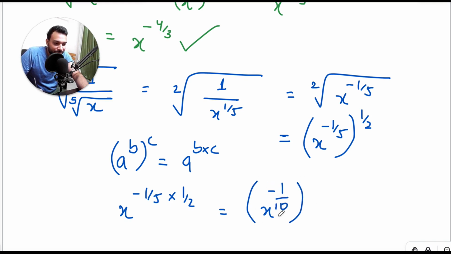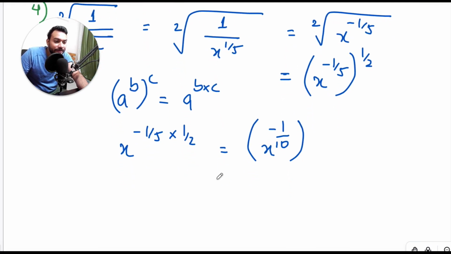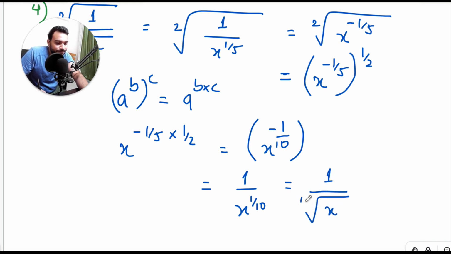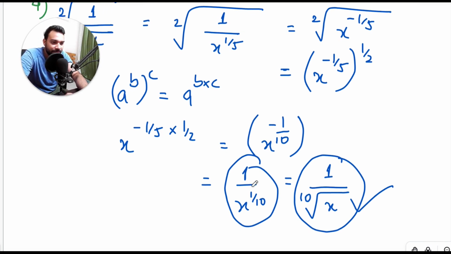Let's get rid of this negative power. For a change, let's represent it as a simplified radical only. So 1 upon x raised power 1 over 10, negative power gone. Now 1 over 10, that's the 10th root. 1 upon 10th root of x. This is your simplified thing. Both of these are simplified. Okay, let's go to the next one.